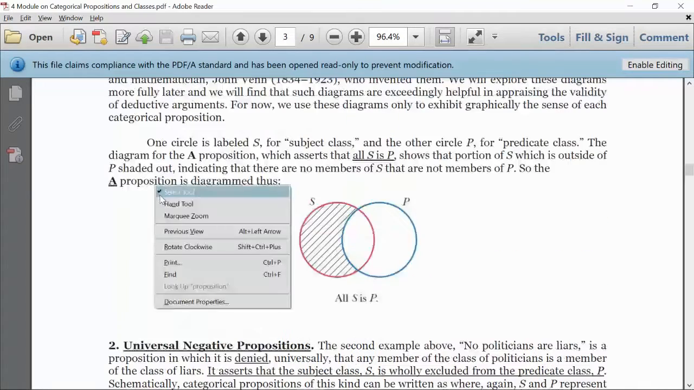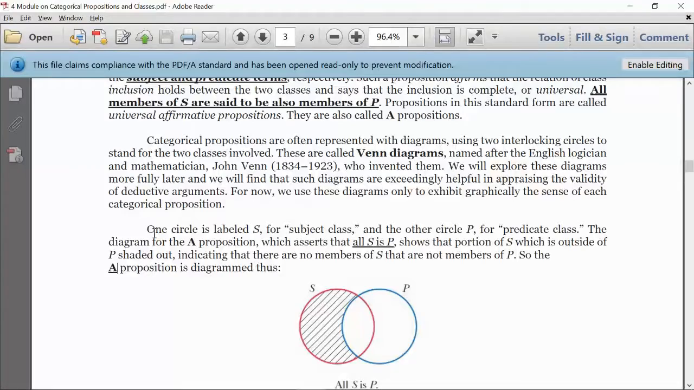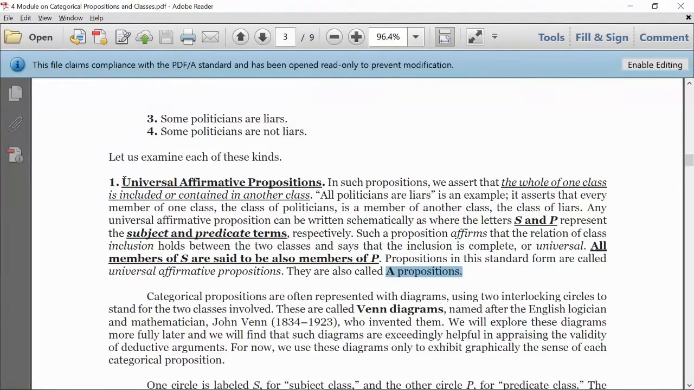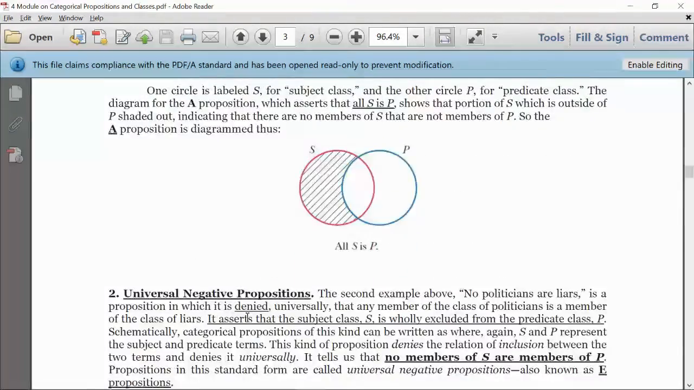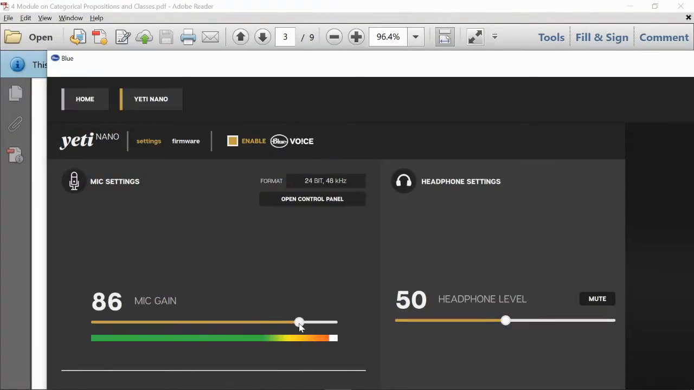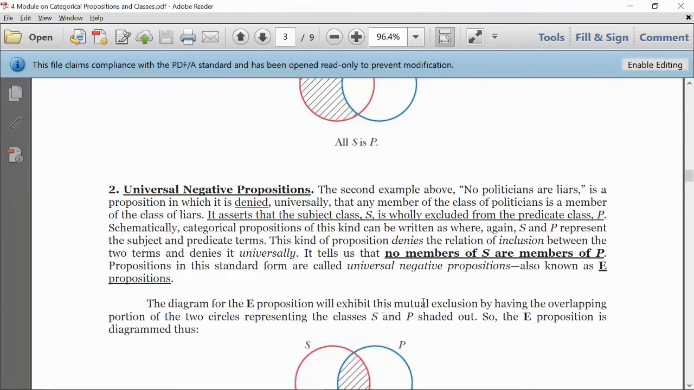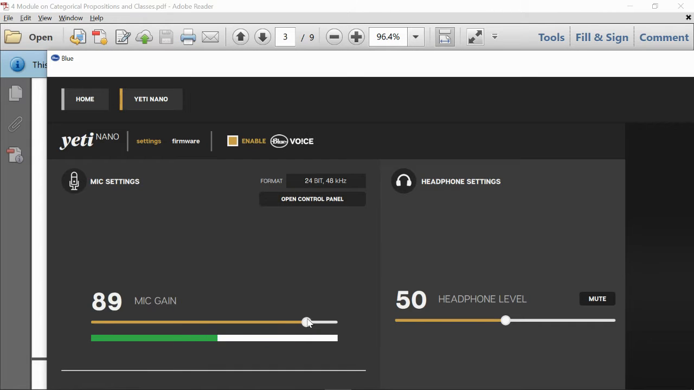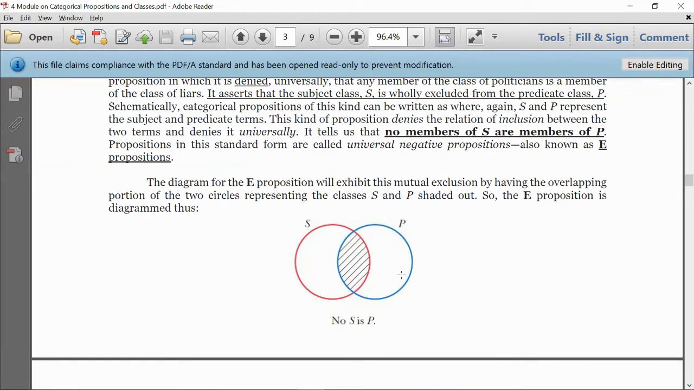So the universal affirmative a while ago is an A proposition, while the universal negative proposition is a letter E proposition. So the diagram of the E proposition will exhibit this mutual exclusion by having the overlapping portion of two circles shaded out.